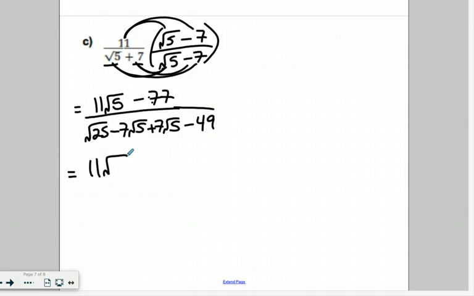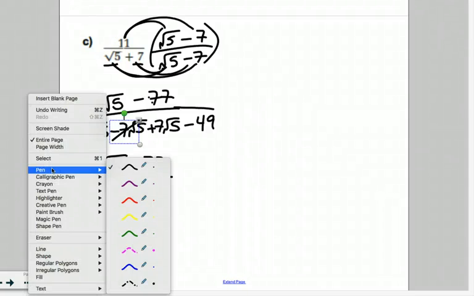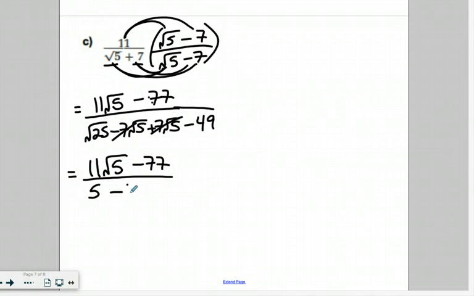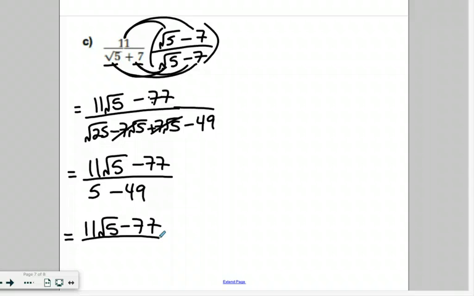Simplify where we can, so 11 root 5 minus 77 divided by root 25 is just 5. Negative 7 root 5 cancels with the positive 7 root 5, and then minus 49 here. Okay, so simplify the denominator, leave the numerator the same, 11 root 5 minus 77, all over 5 minus 49, which is negative 44.